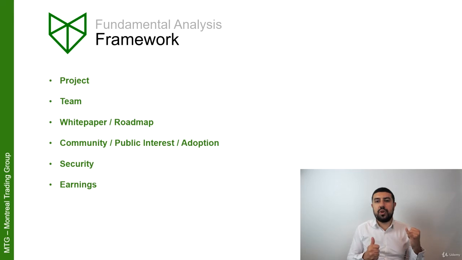Okay, what is the project we're looking at? Second is the team. And there's no particular order, by the way. These are the 6 big points. The team. Then it's the roadmap and the white paper. So the white paper where they say everything, and the roadmap when they're getting what done, what's going to be completed at what time. The community, public interest and adoption. Okay. Then security, and also the potential earnings of this crypto. So this is really the things that we look at.